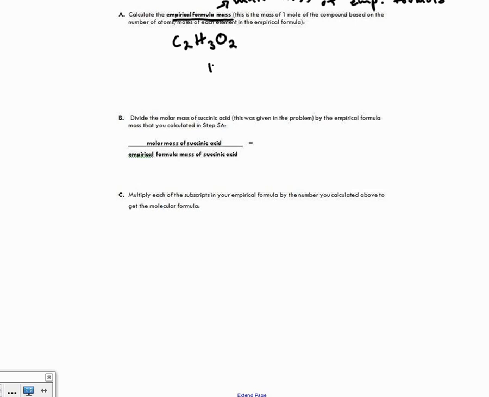So let's figure that out. We have 2 carbons, 3 hydrogens, and 2 oxygens.